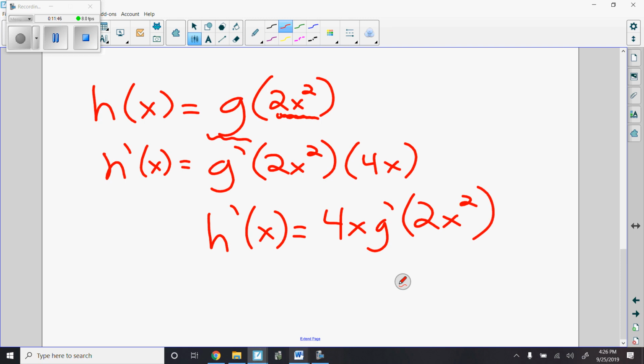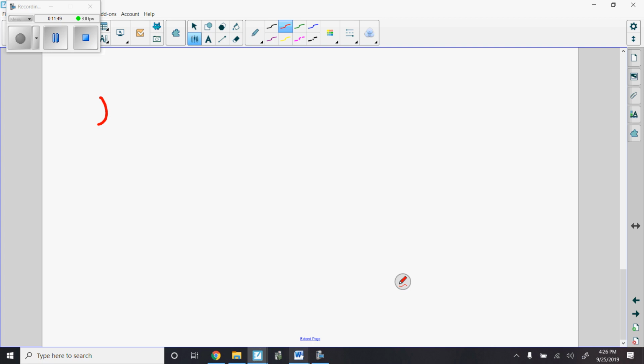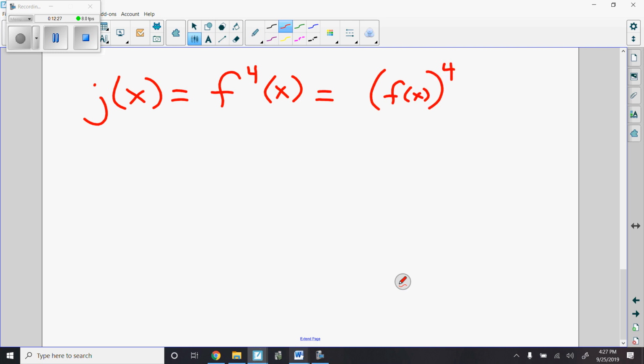Okay. Similarly, I might give you another function, j of x, and I'm going to define j of x as f to the 4th power of x. All right, again, if we see this notation here, we may not have seen this notation very much in pre-calc or algebra 2, but we've seen it with trig functions. When we write that 4 as a superscript in between the f and the of x there, it should be known that this means f of x to the 4th power.